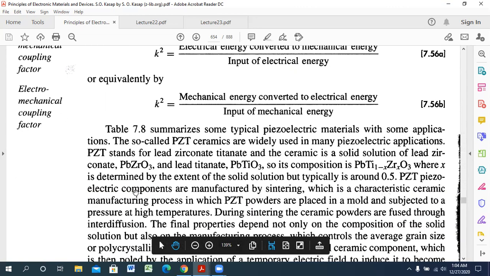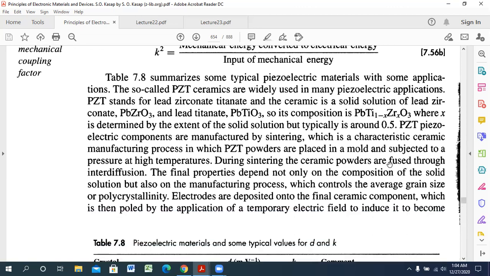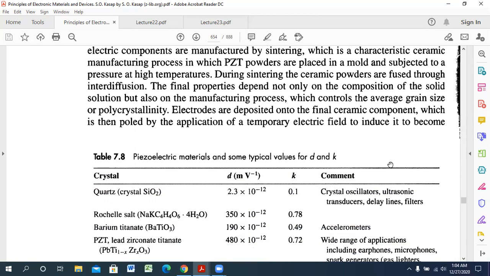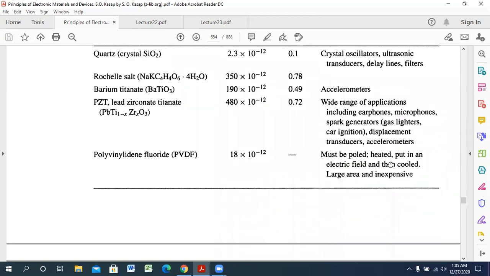Here we will learn one thing, the PZT. PZT is known as lead zirconate titanate. Here you will find the effect of these, that means the deformation of combinations of this material.